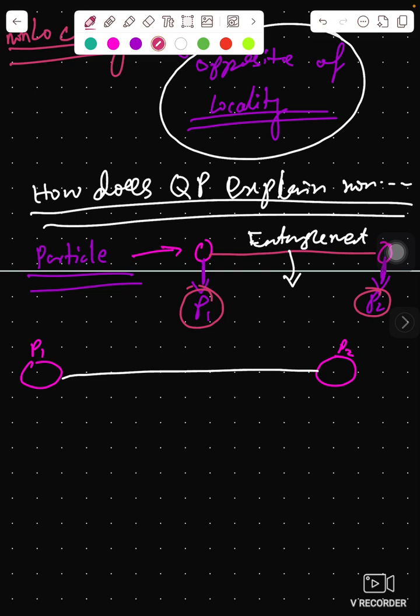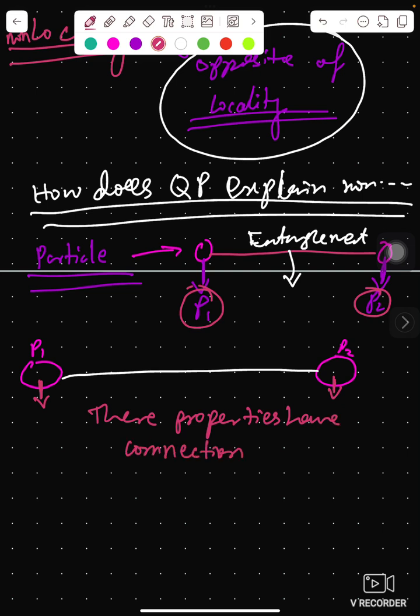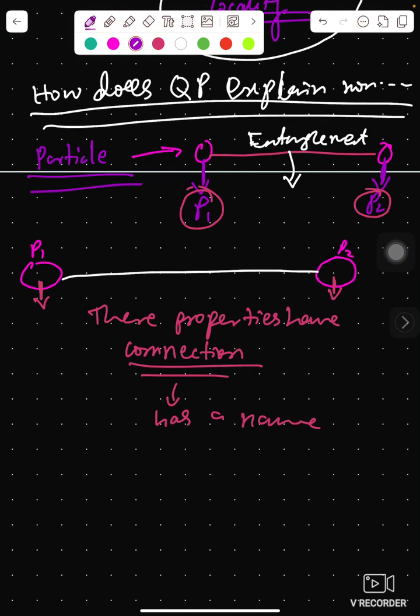If I say share properties, I mean that their properties have a connection, and this connection has a name, a very famous name, which was given by Albert Einstein: spooky action at a distance.